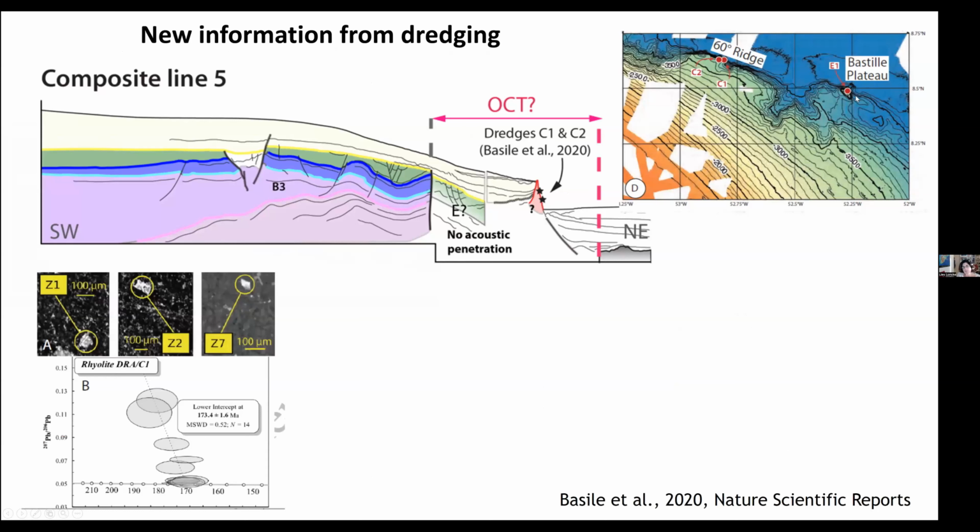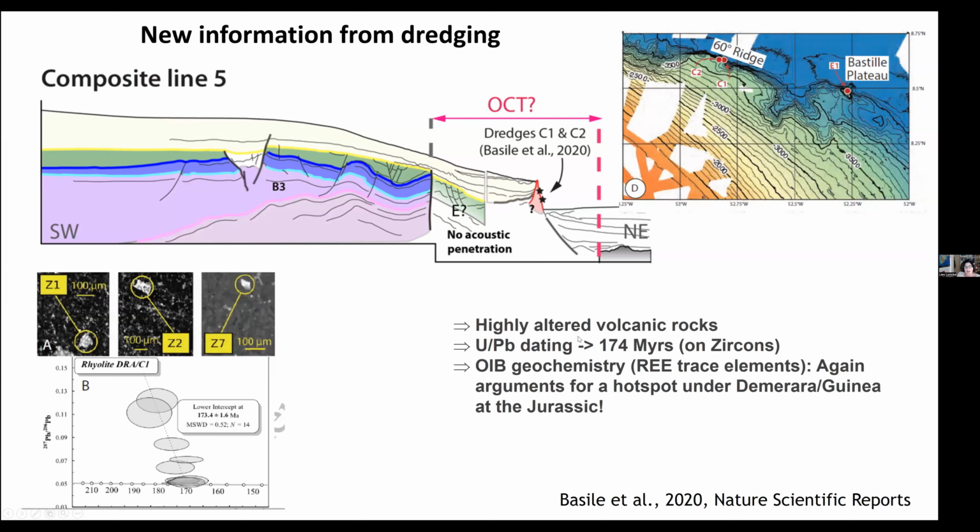Another new piece of information that we got recently is that we got some dredges which have been collected on the transform border of the Demerara Plateau here, which is very steep, and where the basement does outcrop. This basement is probably a prolongation here of unit B. And what we got is very highly altered volcanic rocks, which were dated back to 174 million years. In terms of geochemistry, they consist of ocean island basalts. So again, we have arguments for a hotspot on the Demerara and Guinea plateaus in the Jurassic.